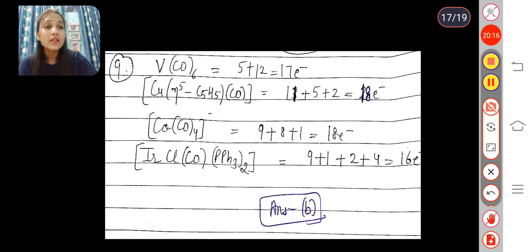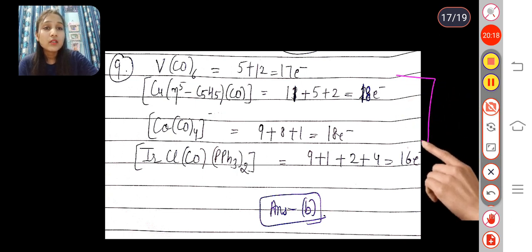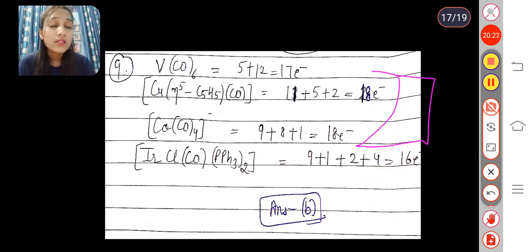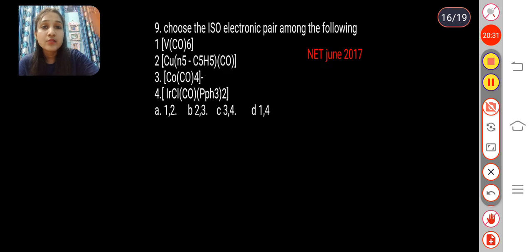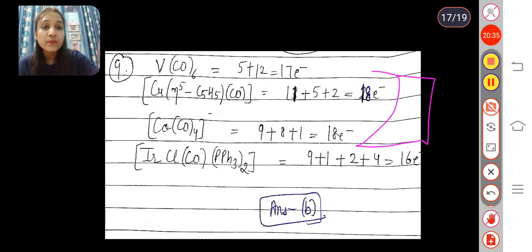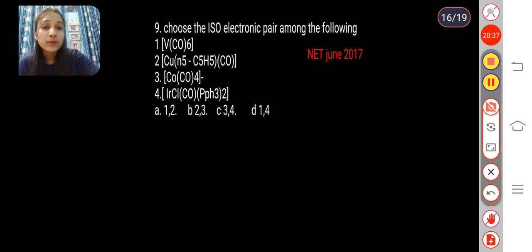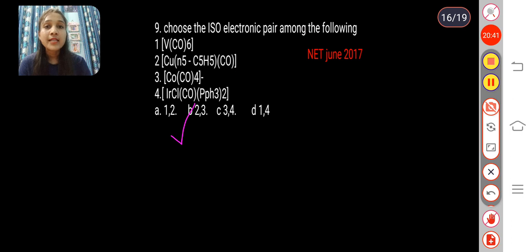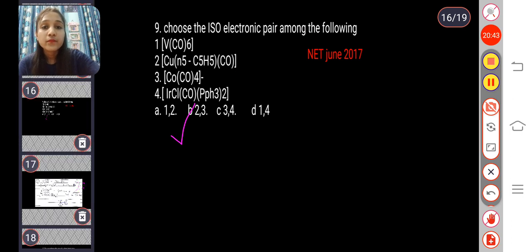As you can see clearly, we have these two options that are isoelectronic to each other, that have the same number of electrons present in their structure. So the second and third are isoelectronically equal to each other. So here we have answer B, second and third, that have an equal number of electrons.